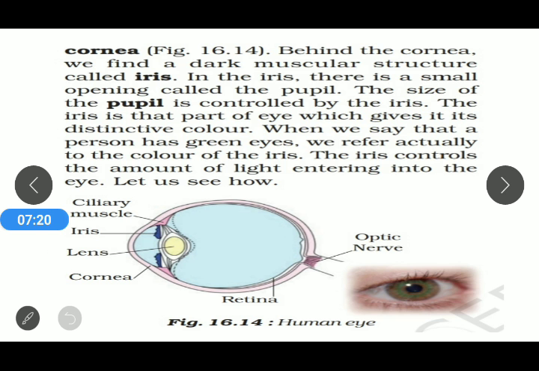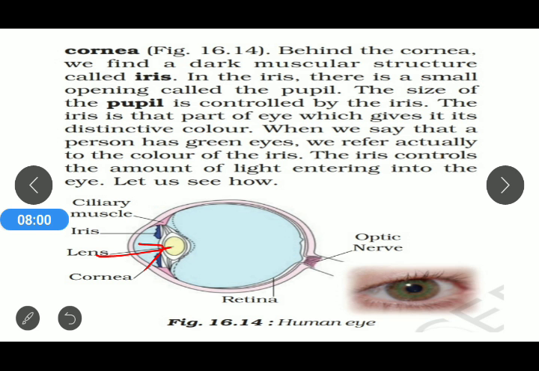Behind the cornea we find a dark muscular structure, which is called the iris. The iris is responsible for the color of the eye. In between the iris we have a small opening, and that small opening is called the pupil.